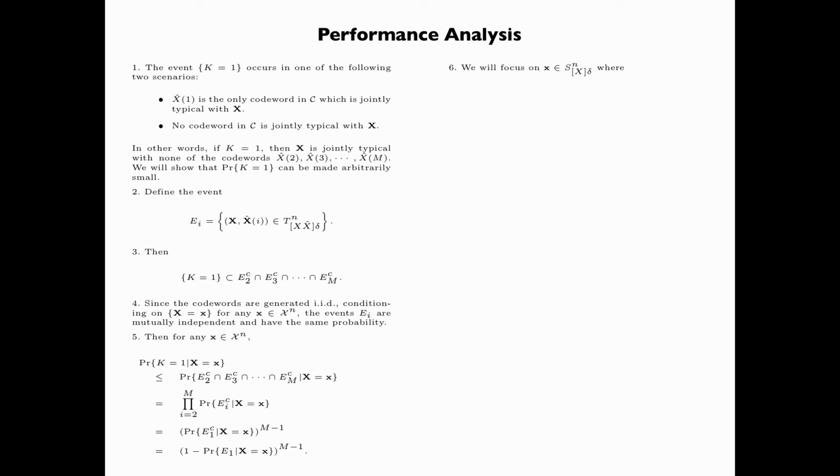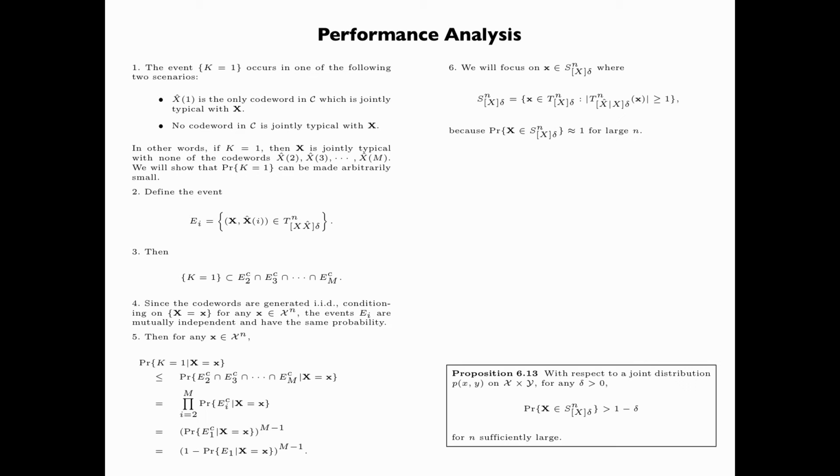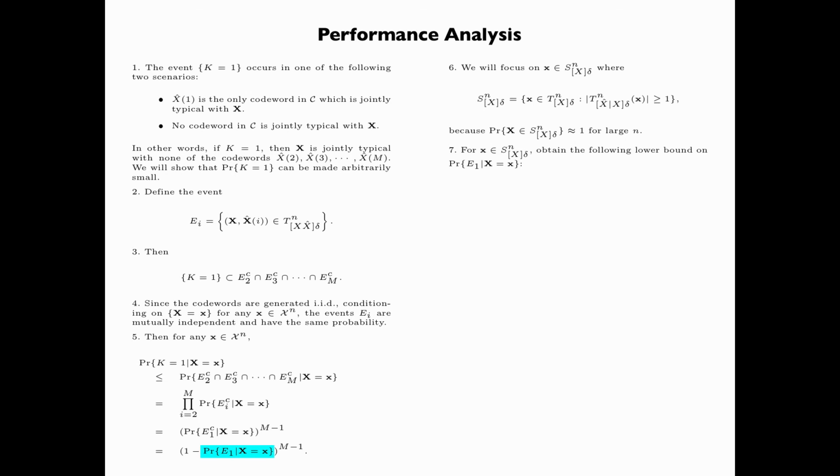We will focus on those source sequences x in the set S sub X delta sub n, where the S set is equal to the set of all typical x sequences such that there exists at least one typical x hat sequence which is jointly typical with that x sequence. Because from Proposition 6.13, we know that the probability that the source sequence is in the S set is approximately equal to 1 for large n. For an x sequence in the S set, we obtain the following lower bound on the probability of E1 given X equals x.